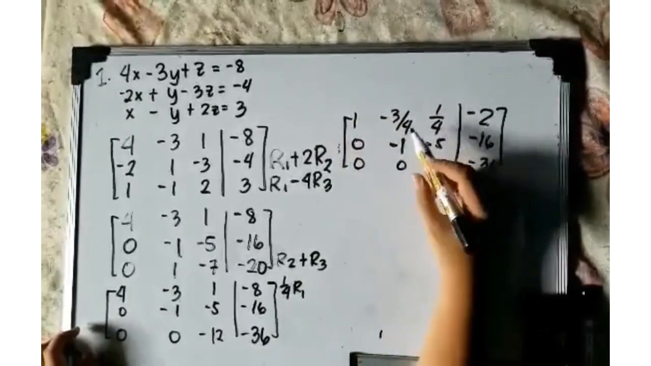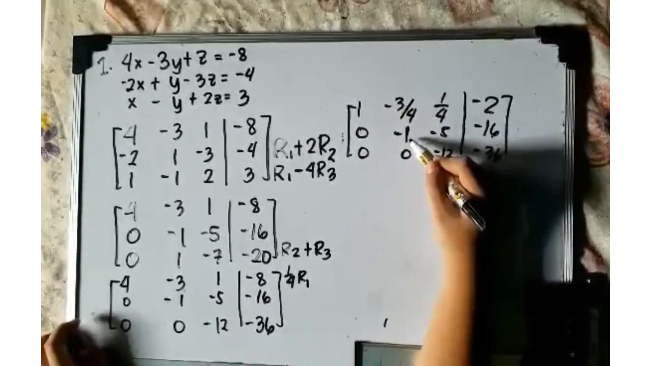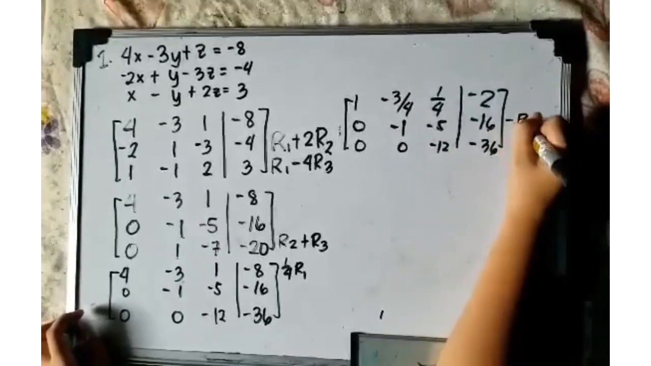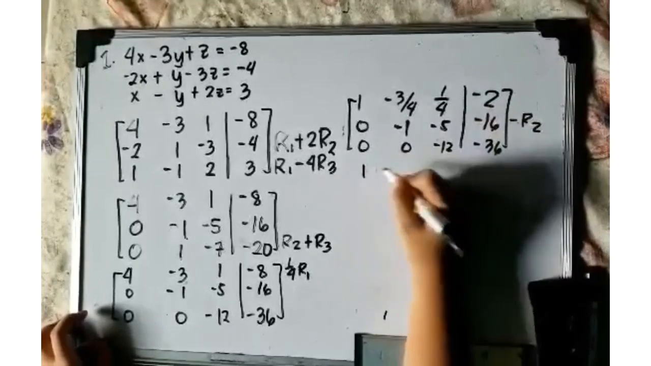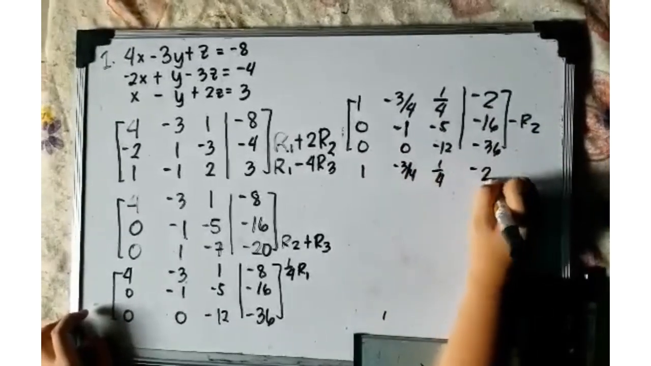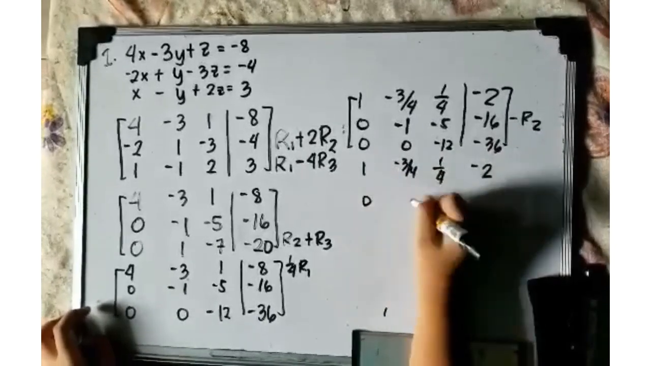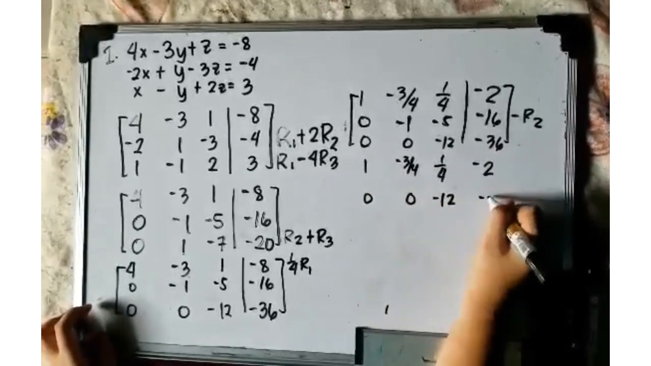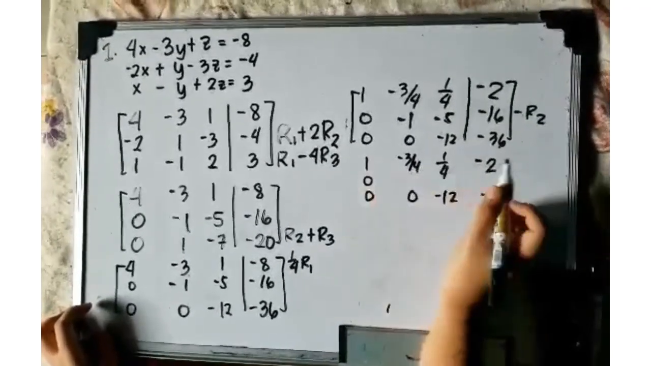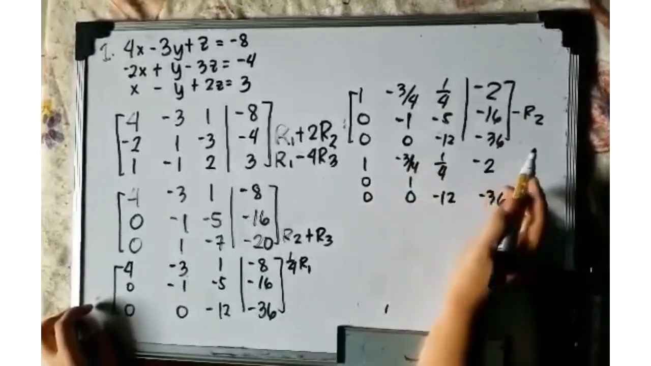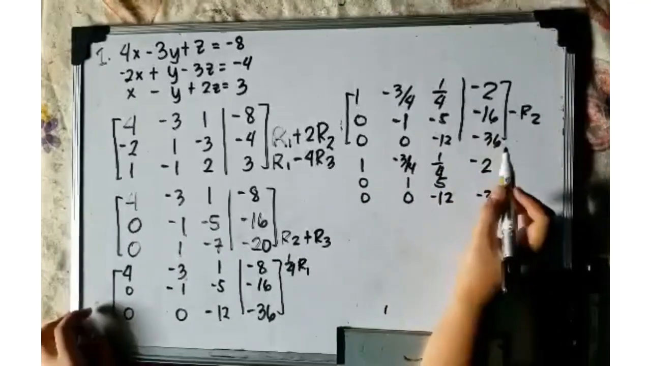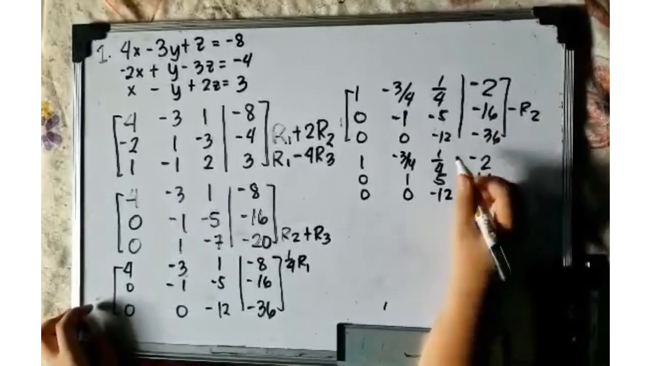And then, in order to let this negative 1 become positive, we have to multiply it by negative 1. So, negative R2. So, copy the first and the third values. So, negative 1 times 0 is 0. Negative 1 times negative 1 is 1. Negative 1 times negative 5 is positive 5. Negative 1 times negative 16 is positive 16.